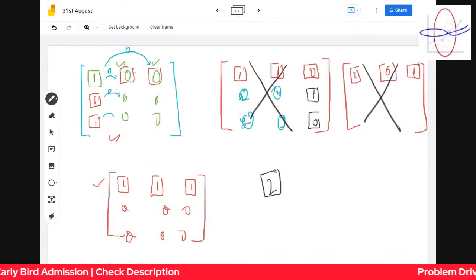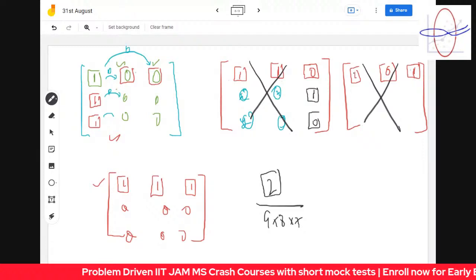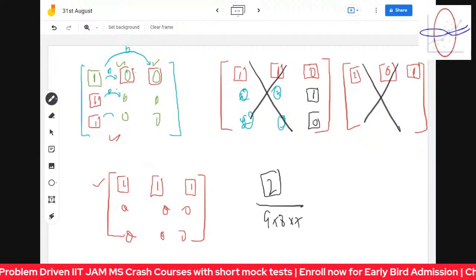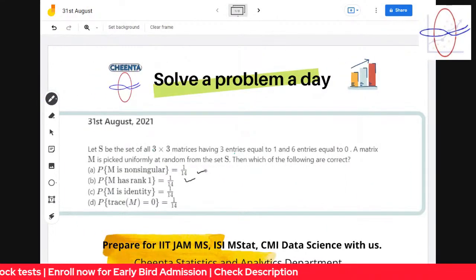rank 1 matrices. Since there are 2 rank 1 matrices, it's 2 by 9 into 8 into 7. I hope I've done it correctly. If I have done it wrong, do let me know in the comments, okay? Or if you have any other idea, do let me know in the comments. So we have found the number of rank 1 matrices now.